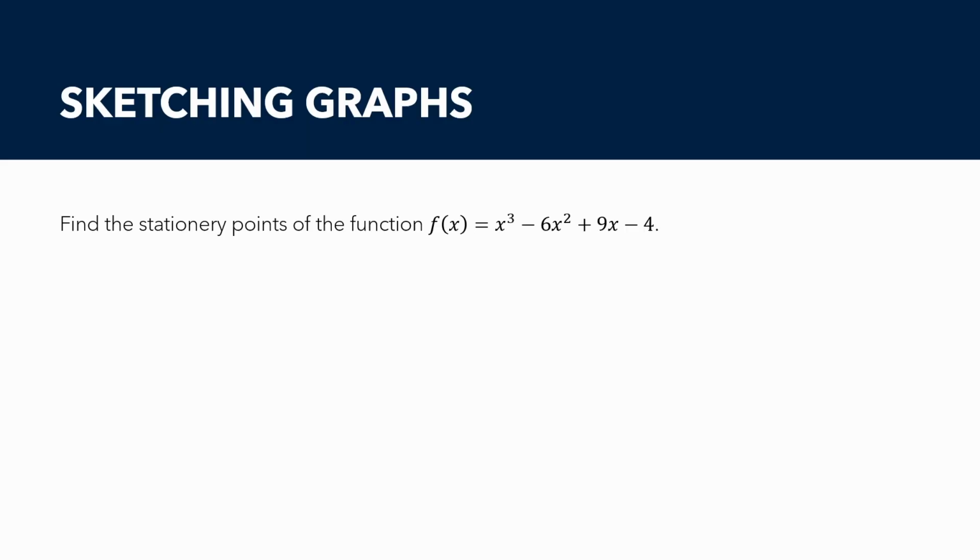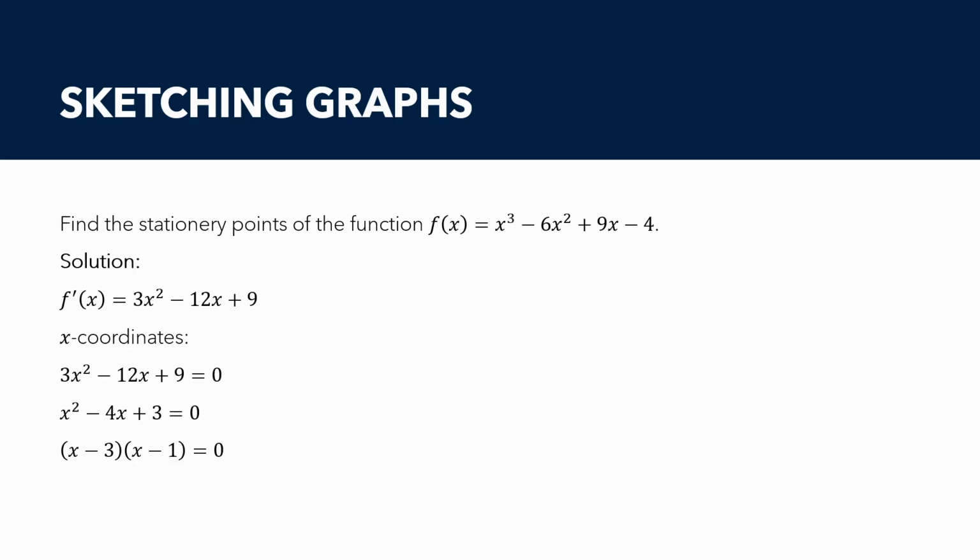Now, let's take a look at an example to see what I was talking about earlier. The question says, find the stationary points of the function f of x equals x cubed minus 6x squared plus 9x minus 4. First thing, I'm going to find the first derivative, which is 3x squared minus 12x plus 9. Now, finding the x coordinates, I'm going to say f prime of x equals 0. That is 3x squared minus 12x plus 9 equals 0. Solving for x, I get x equals 3 or x equals 1.